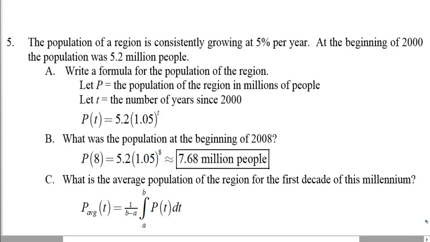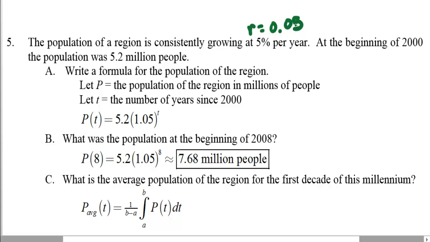Next, number 5. The population of a region is consistently growing at 5% per year. At the beginning of 2000, the population was 5.2 million. So it's growing, so it's a positive rate of growth. We'll call that R, positive 0.05, put it in decimal form.